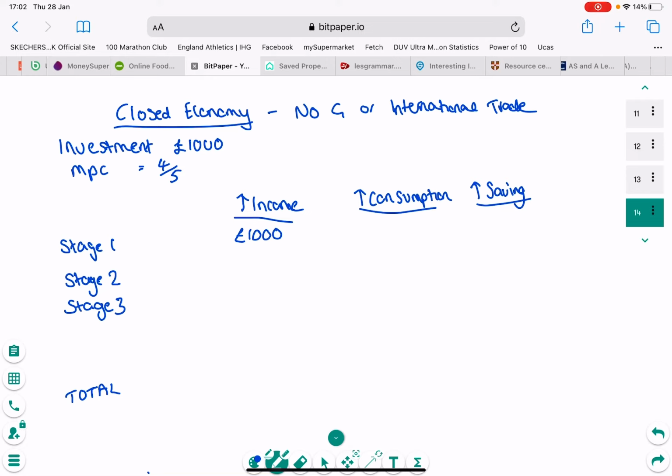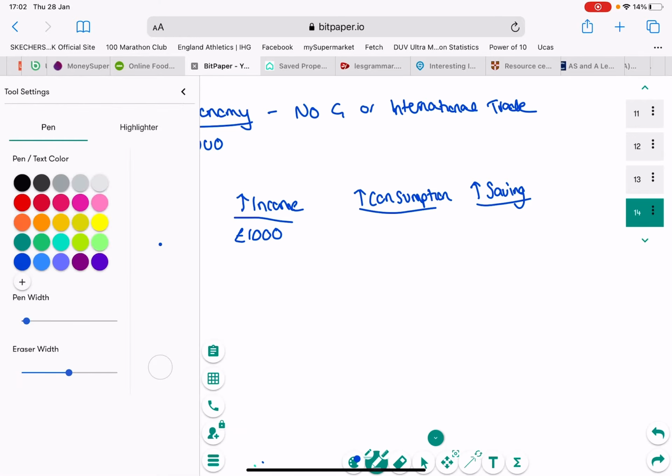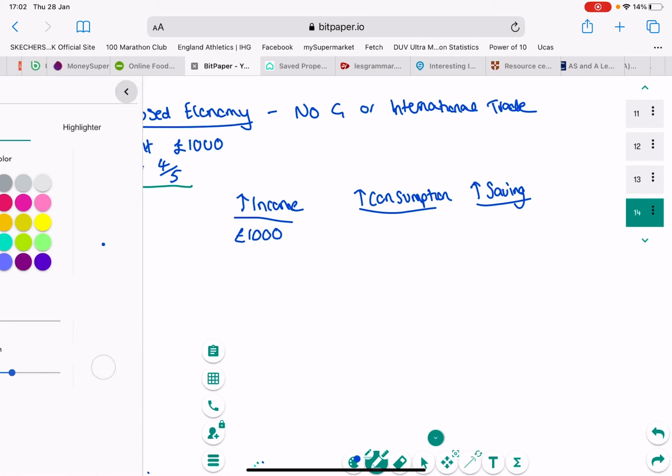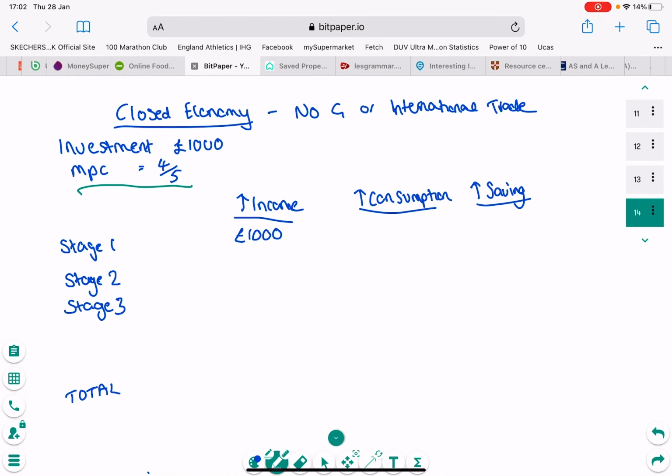Now we've made an assumption that marginal propensity to consume is 4/5. And we've assumed that it's the same for everybody. That's not always going to be the case, but we've got to keep it fairly simple. So we're assuming marginal propensity to consume is 4/5. So that extra income that PC World gets of £1,000, 4/5 of that is going to be spent. So that means that consumption is going to increase by 800. And obviously with income being consumption plus saving, saving is going to increase by 200.